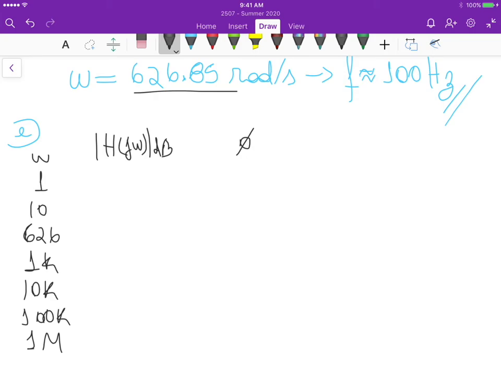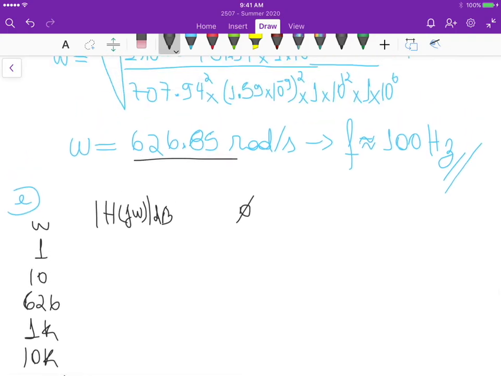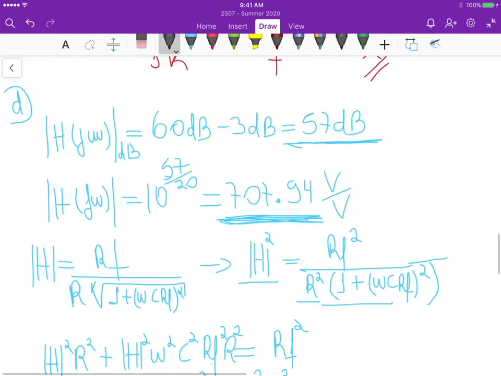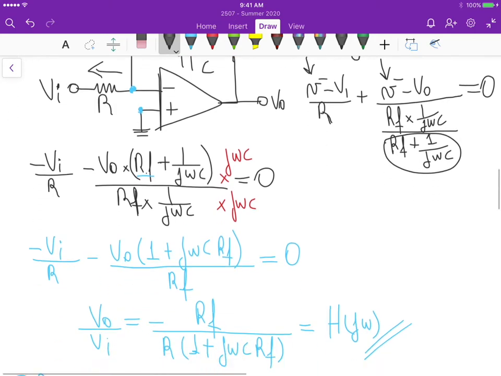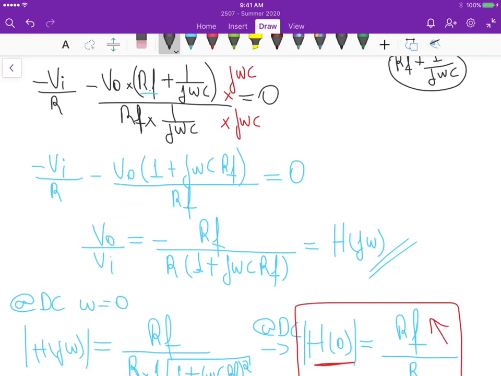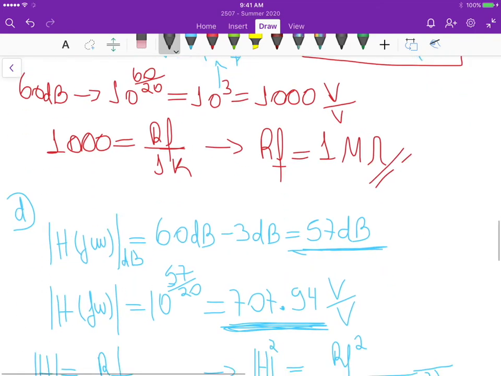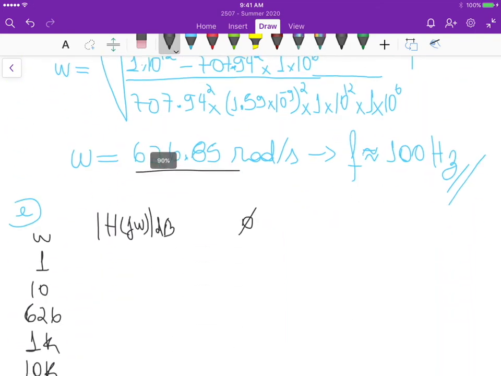If we substitute this omega in the voltage transfer function, let me go up there, in this voltage transfer function, you get a complex number. For that complex number, the magnitude is going to be the first column here.